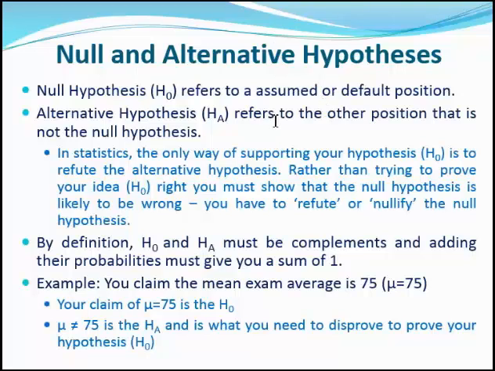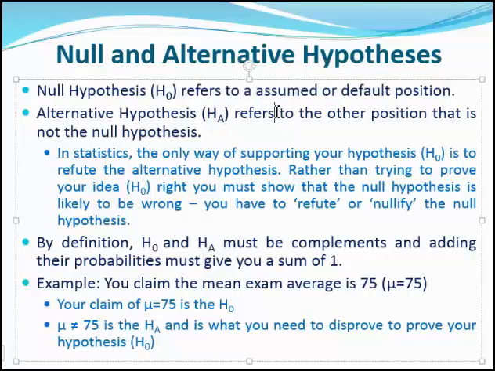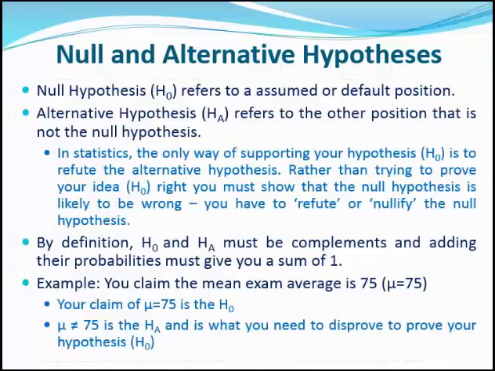The alternative hypothesis, HA for alternative hypothesis, refers to the other position that is not the null hypothesis. And the best way, the most clear way, and perhaps the only way to prove that your H0 is correct, is to refute the alternative hypothesis. You don't necessarily need to prove that your statement is correct, but you can prove that the other possibility is incorrect. So, for example, if I say it's sunny outside, and the alternative hypothesis, of course, is that it's not sunny outside, if I can somehow prove to you, through a statistical analysis, that it is not not sunny, that will essentially have the same impact of proving that it is sunny. So you can prove a null hypothesis by disproving the alternative hypothesis.